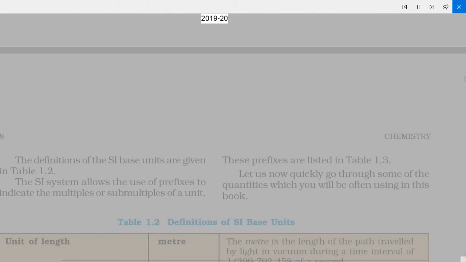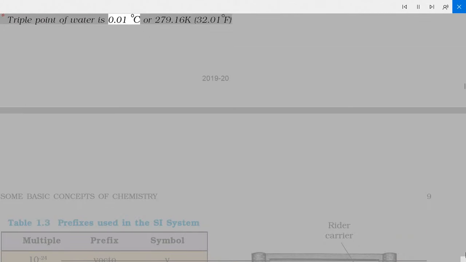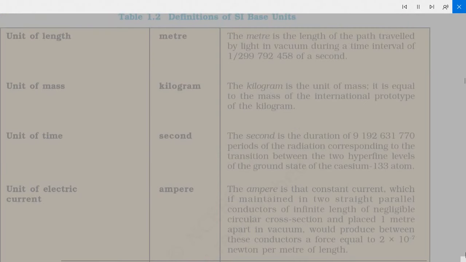These prefixes are listed in Table 1.3. Let us now quickly go through some of the quantities which you will be often using in this book. The definitions of the SI base units are given in Table 1.2. The SI system allows the use of prefixes to indicate the multiples or submultiples of a unit. Asterisk: triple point of water is 0.01 degrees Celsius or 273.16 K, 32.01 degrees Fahrenheit. Table 1.2 Definitions of SI base units.